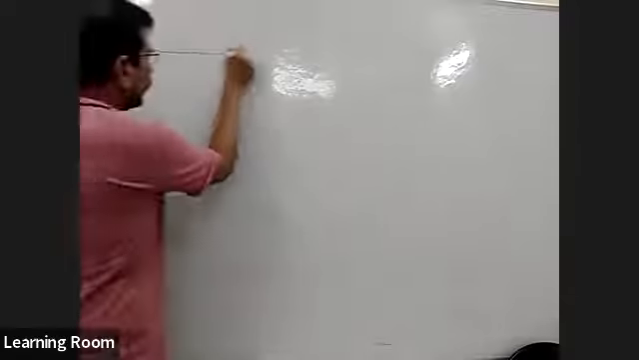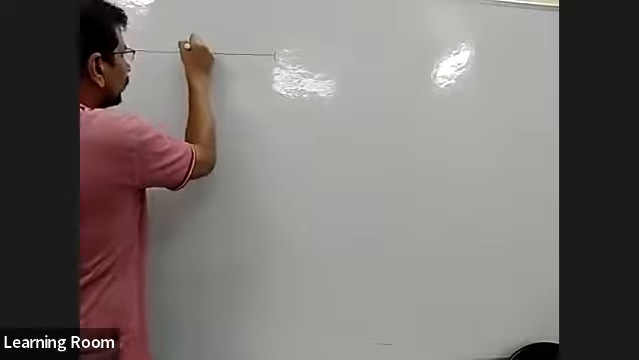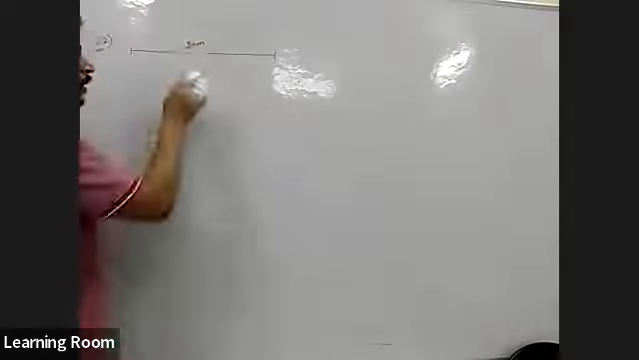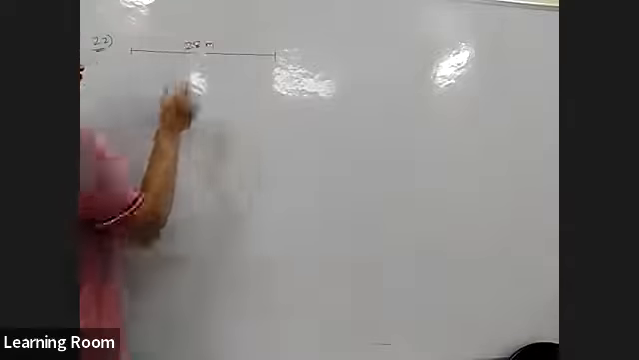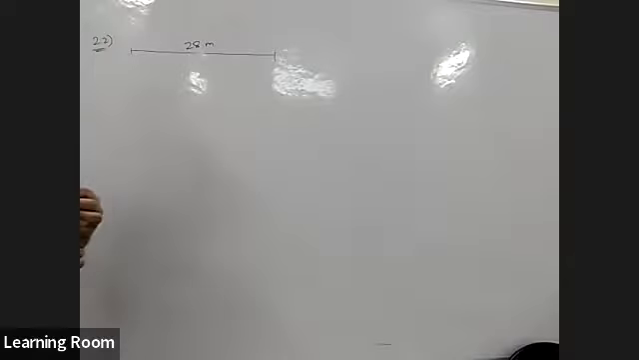Go to the next question. 22nd. Okay. So there is a wire of length 28 meter which is to be cut into two pieces. One of the pieces is to be made into a square and the other into a circle. What should be the length of the two pieces so that the combined area of the square and the circle is minimum?